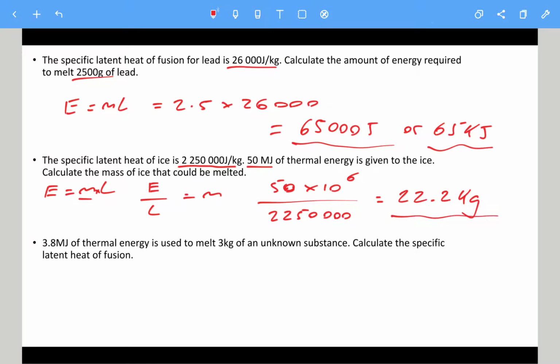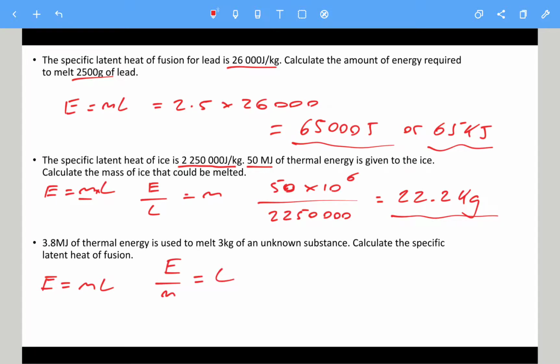Okay, let's move on to the last one. 3.8 megajoules of thermal energy is used to melt 3 kilos of an unknown substance. Calculate the specific latent heat. So this one's E equals mL. This time we need to rearrange to find L. So we need to get rid of m, so we're going to divide by m. So energy divided by mass equals latent heat.